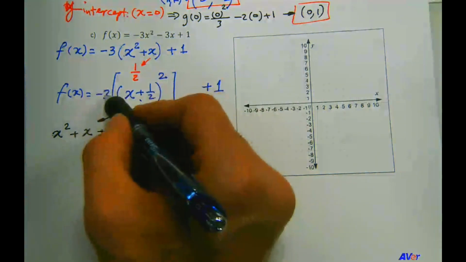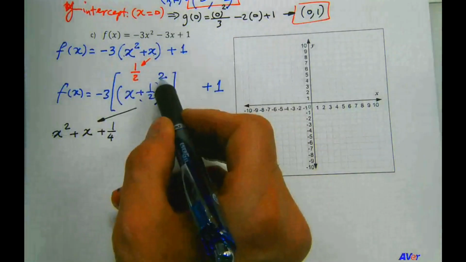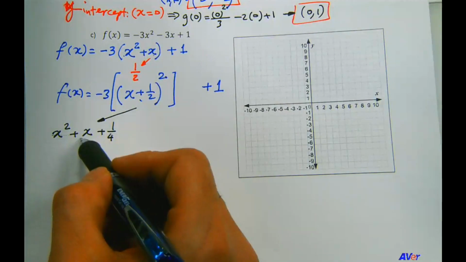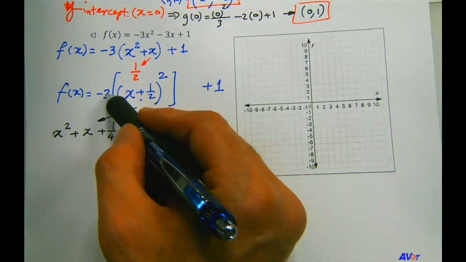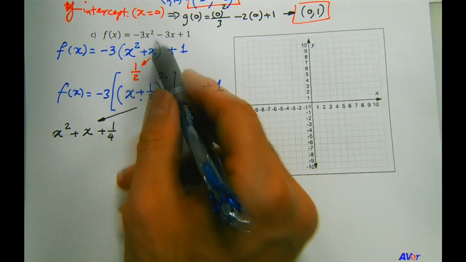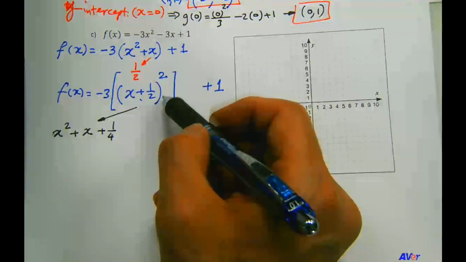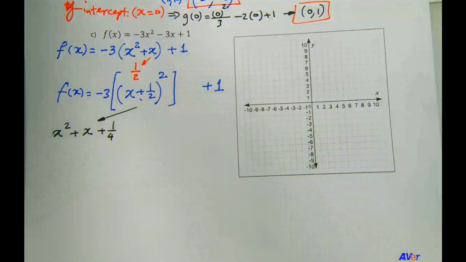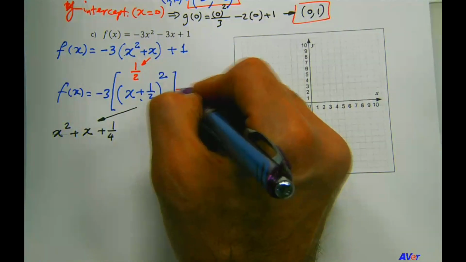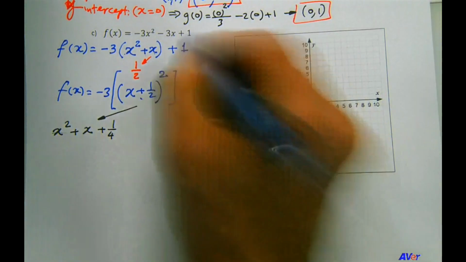Because this negative 3 is going to multiply itself by the expansion of this, which means negative 3 is going to multiply itself by 1/4 as well as these guys. We're going to end up with minus 3 over 4 extra. We didn't have minus 3 over 4, right? So we need to add positive 3/4 here. So we say plus 3 over 4, then plus 1.